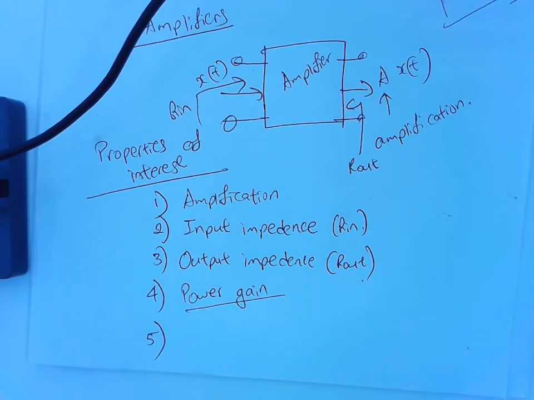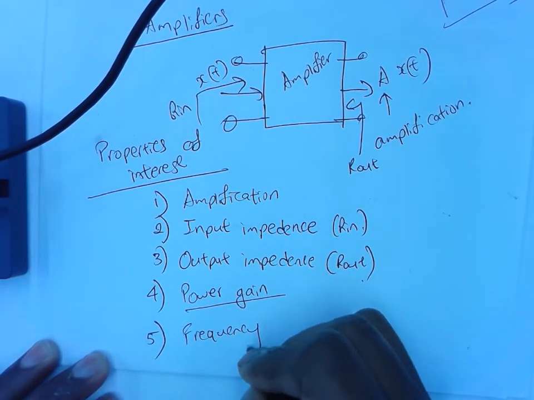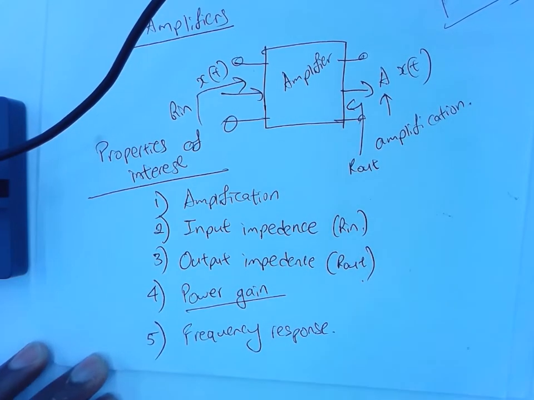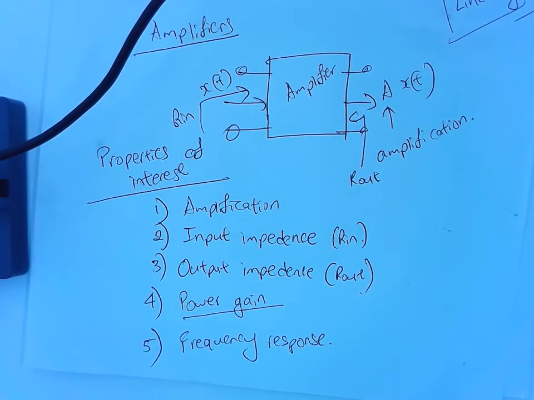I'll give you a hint. We discussed something about this at the beginning of the class: low pass filters and stuff like that. So what about an amplifier do you want to look at in that sense? Its frequency response. If you have an amplifier, it's probably not going to amplify all frequency signals. It's going to amplify frequencies of a certain range, and it may actually reduce signals at other frequencies.